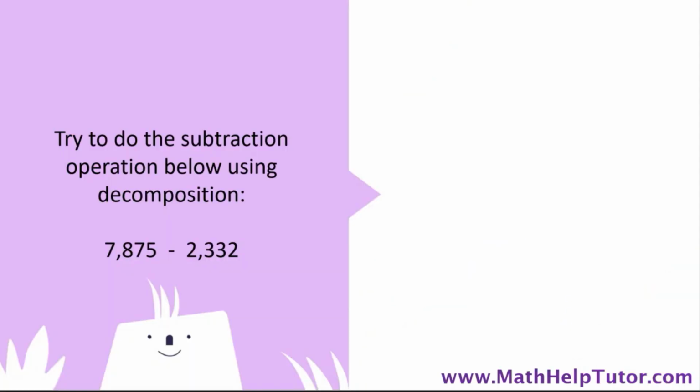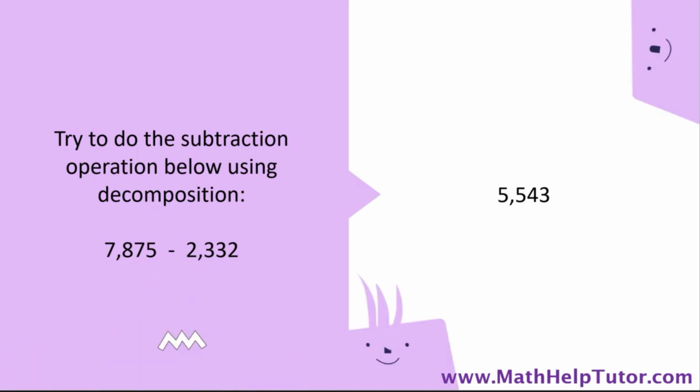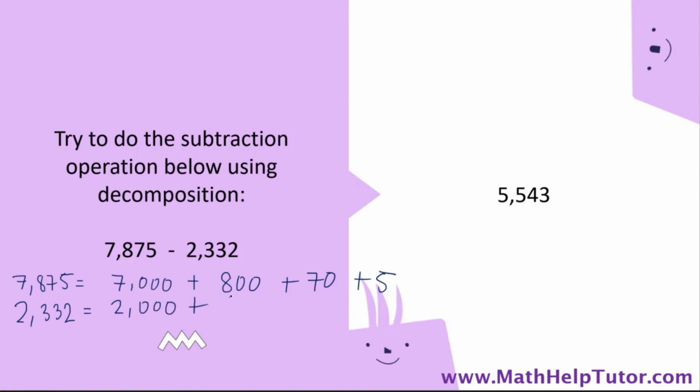Try to do the subtraction operation below using decomposition. The answer is 5,543. So how did we come up with this answer? By doing decomposition, we write these numbers into their decomposed forms. So 7,875 is equal to 7,000 plus 800 plus 70 plus 5. And 2,332 is equal to 2,000 plus 300 plus 30 plus 2.